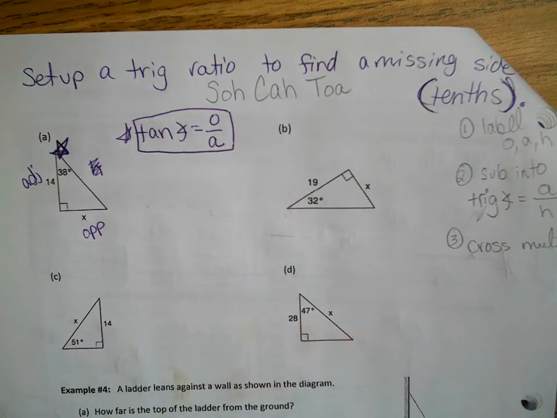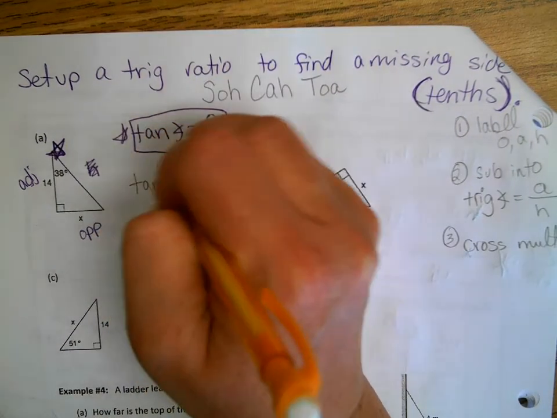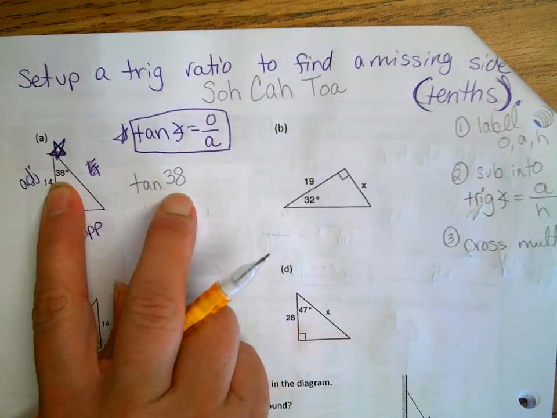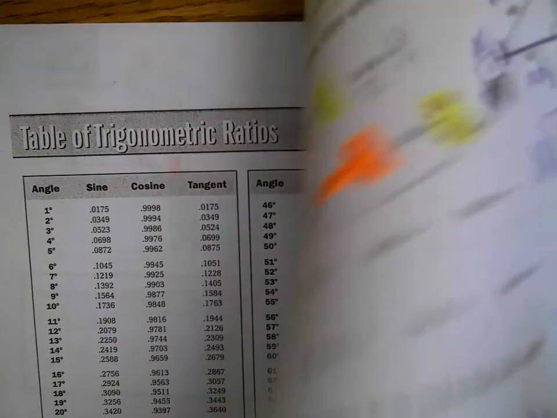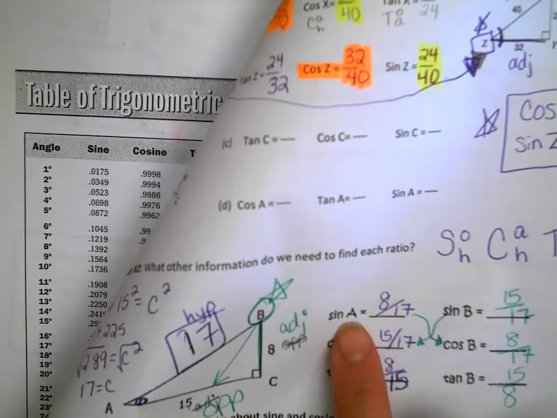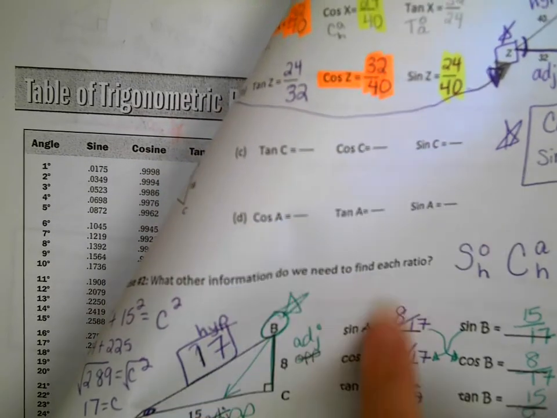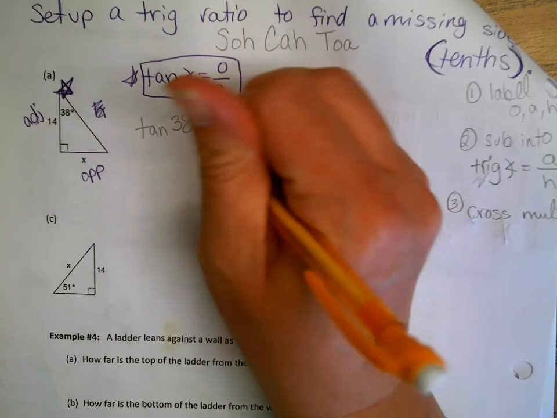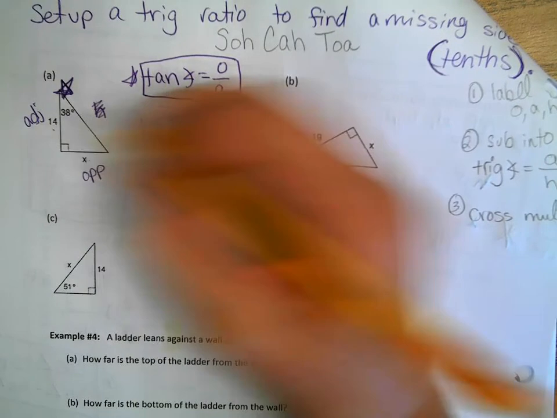So now we're going to do our substitution. So tan 38, the angle measure is 38, goes here. Okay. Before, we didn't have any measures next to those. Down here, we were just looking at sine of A. We didn't have a measure next to angle A, so we couldn't put anything in for that. But now we do. We're given 38 degrees, equals the opposite, x, over the adjacent 14.